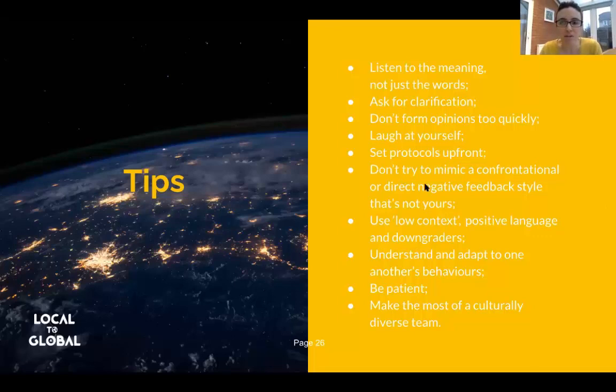And then it's important not to mimic a confrontational or direct negative feedback style that is not yours, because you are more likely to get it wrong and start offending people. Use low context, positive language and downgraders. So downgraders are slightly or kind of, or I can't think of any other at the moment, but understand and adapt to one another's behaviors, be patient, and just make the most of a culturally diverse team, because it's been researched that it leads to innovation and also creativity in the workplace.